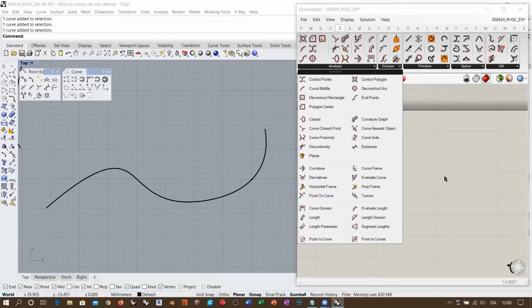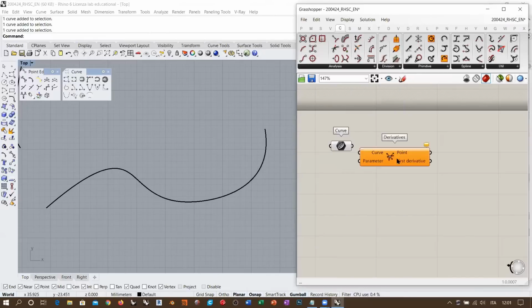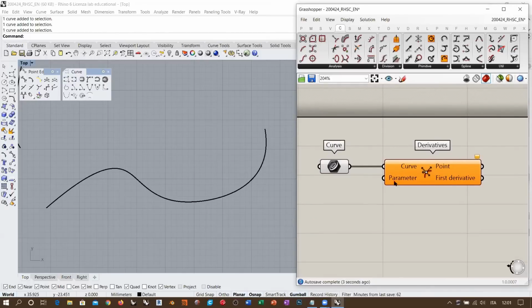So the first one that we might want to do is analyze derivatives. Well, it's not the first one because this is already something quite advanced, but you get the point. So I'm going to take this. Another time, this is a parametric component. Parametric means not that it's parametric because it's in Grasshopper. It is based on the parametric representation of the curve. So we should know what's the parameter value in a specific point, which means we should know what's the domain of this curve, right? But we don't know the domain.